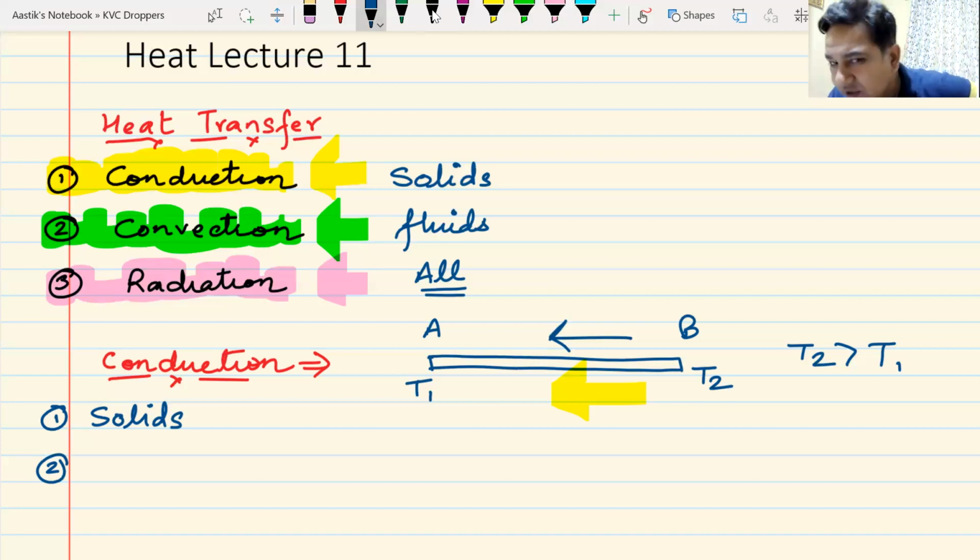Remember, there is no actual transfer of atoms taking place. There might be one or two atoms which might go from this end to that end, but as such, there is no actual transfer of atoms from the hotter end to the colder end. They are just vibrating with high energies, and that energy, by means of collisions, is getting transferred to the other end, and that is how heat energy is transferred from the hotter end to the colder end. This is getting transferred because of the collision of atoms or molecules, whatever you call them.